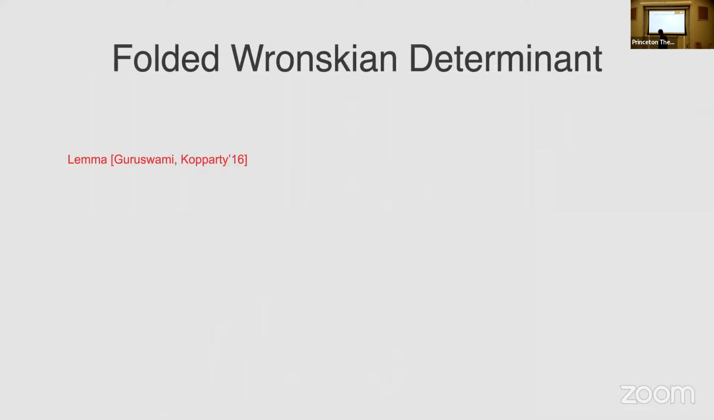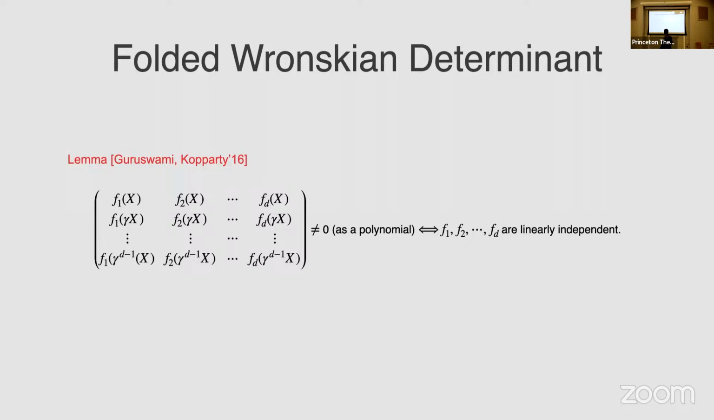Okay. To talk about the bound on expected dj, the main lemma that we use from the Guruswami-Kopparty work is this thing called the folded Wronskian determinant, and I wanted to show this in case it has some other applications also. So really the lemma says that if we have d polynomials and we write down this determinant, the first row is f1(x), f2(x), and so on. Second row is f1(gamma x), f2(gamma x), and so on. Likewise till f1(gamma^(d-1) x), and so on.